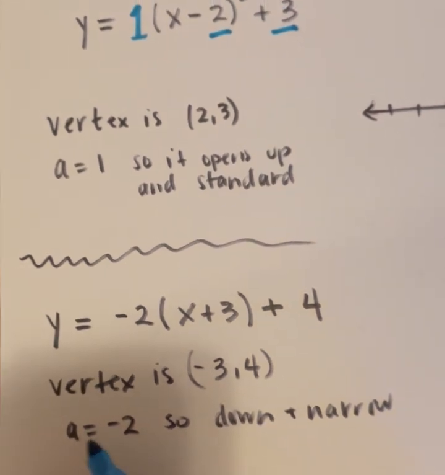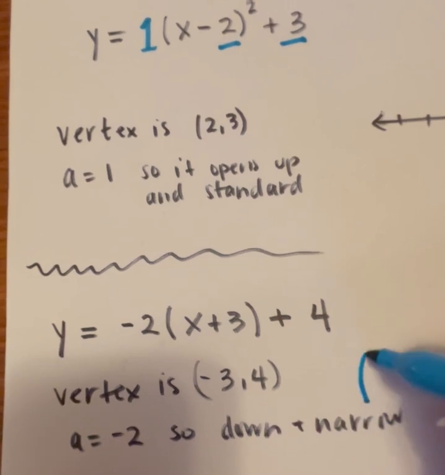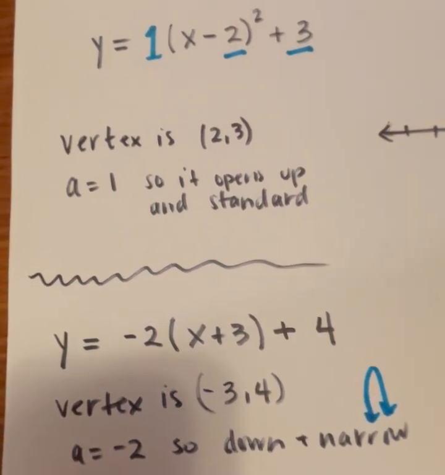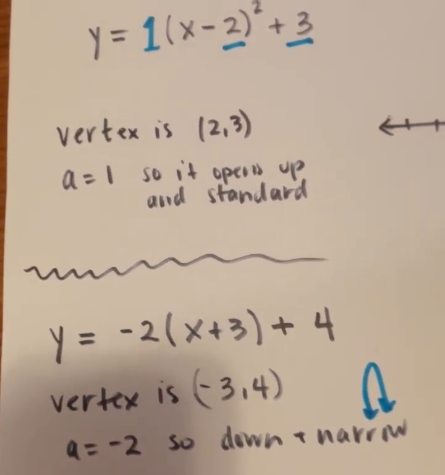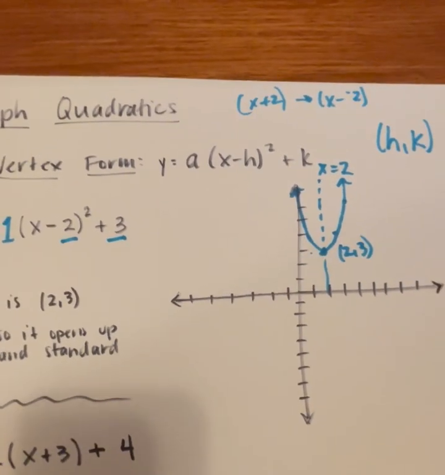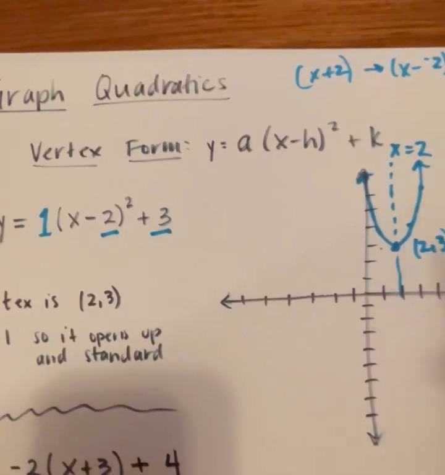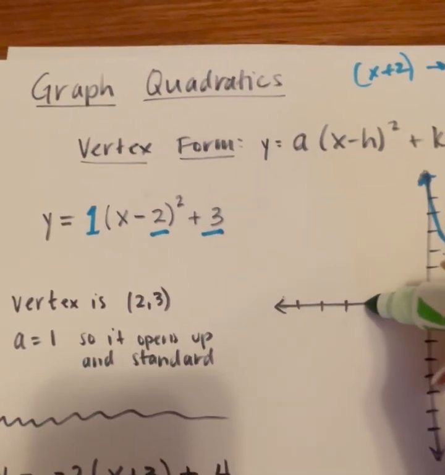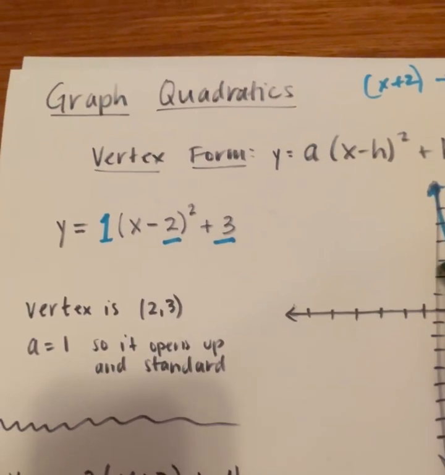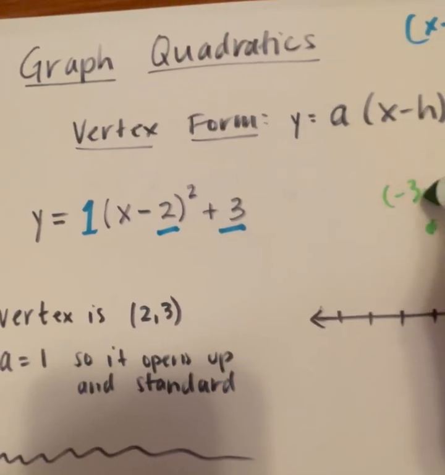And then since a is negative 2, I know that means it graphs down and it'll be narrow. So it'll look something like this. Arrows down and a little bit pinched. So I'm going to plot my vertex over here. It's going to change colors maybe. Negative 3, 4. So I go 1, 2, 3, and then up 4. So there's my vertex at (negative 3, 4).